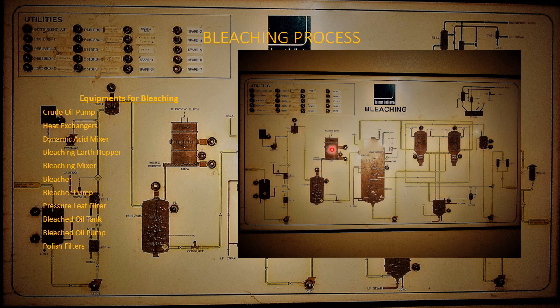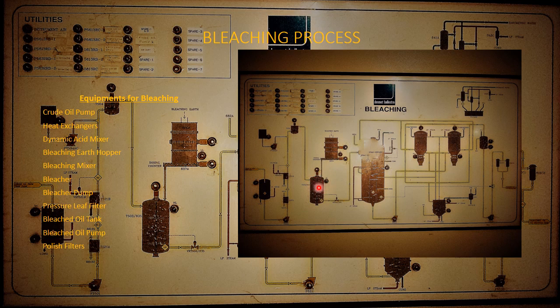What you have here is the bleaching earth hopper. I know you'll be wondering what the bleaching earth is. It is a powder that is used in bleaching the oil. The powder is poured here. This has a dosing counter beneath. So the dosing counter will now dose the bleaching earth into the bleaching mixer. So this is where, in the bleaching mixer, the bleaching earth will be mixed thoroughly with the oil.